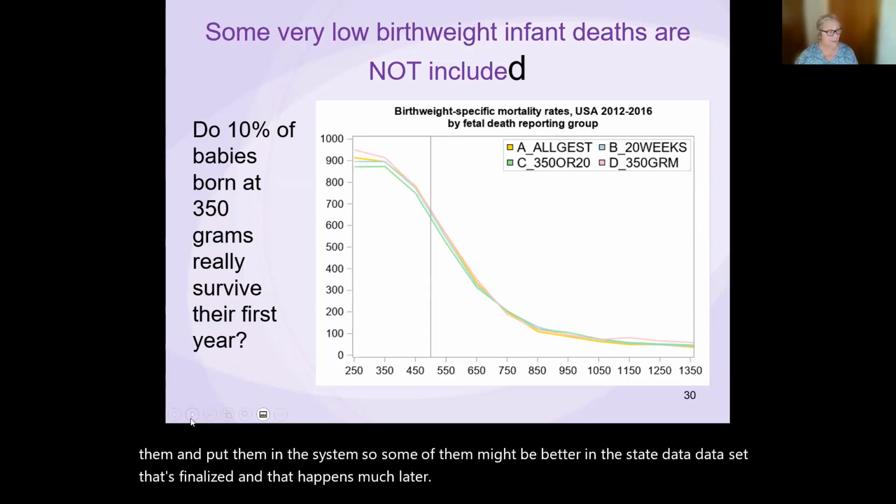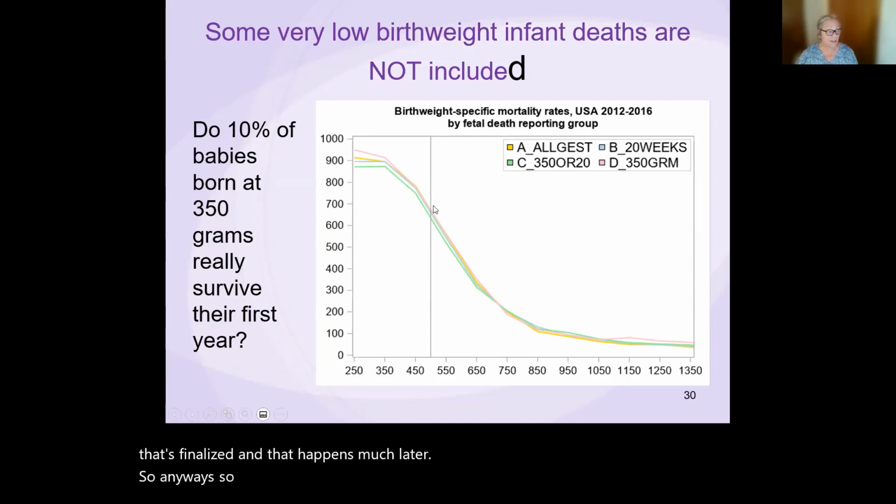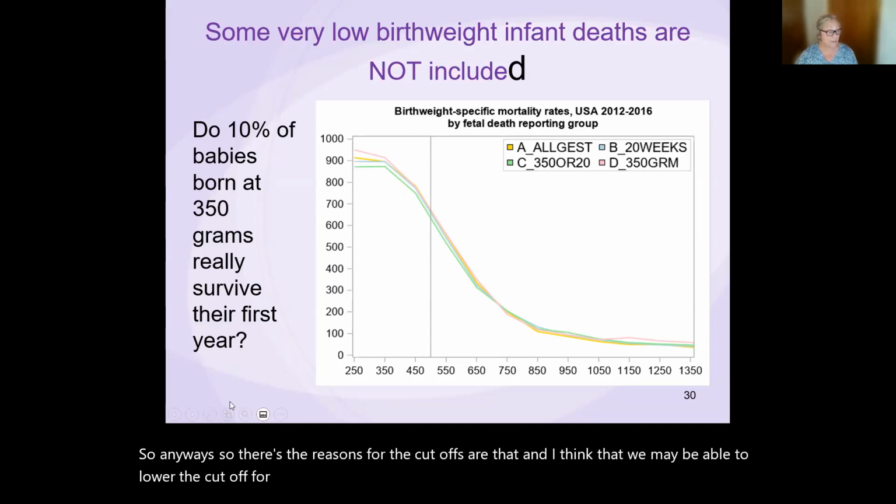So anyway, those are the reasons for the cutoffs. And I think that we may be able to lower the cutoff for births down to maybe 400 grams, but I'm waiting for some experts to weigh in on that. That shouldn't be just my decision.